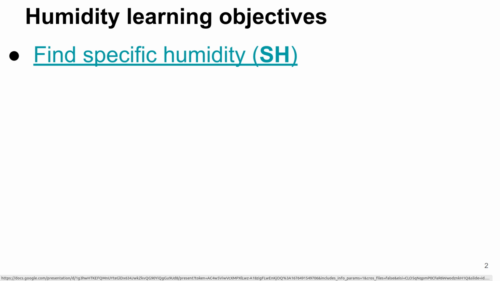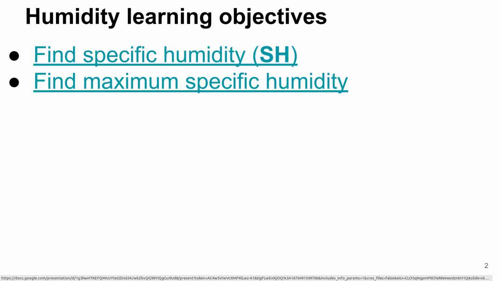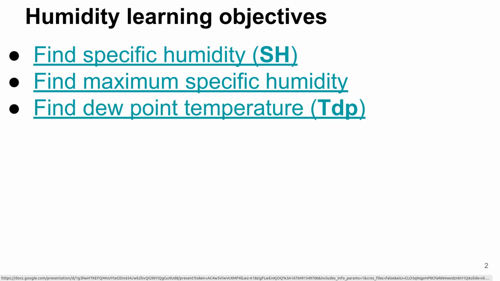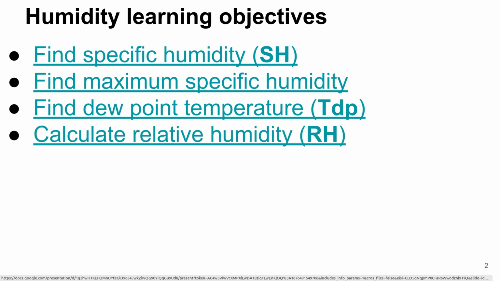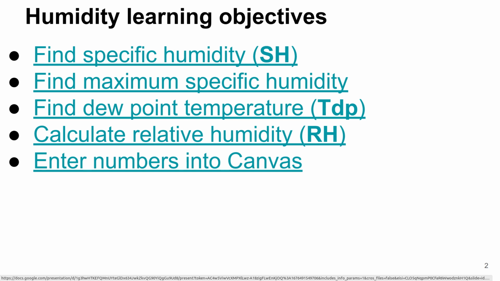So back to the learning objectives: find specific humidity, find maximum specific humidity, find dew point temperature, calculate relative humidity, and enter numbers into Canvas. That's just rounding, and I go over everything you need to know. There's a cheat sheet to hand out, and I also go over it in this video.